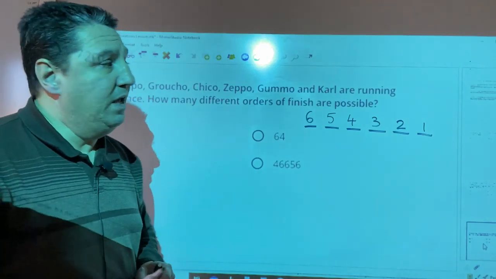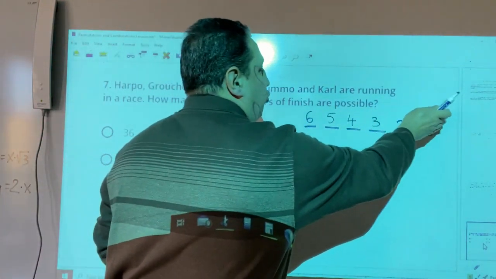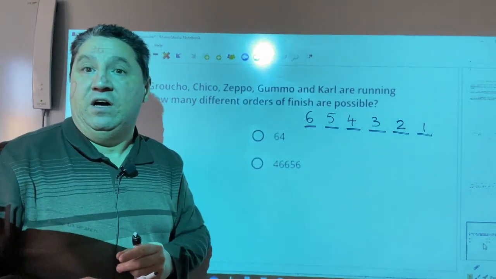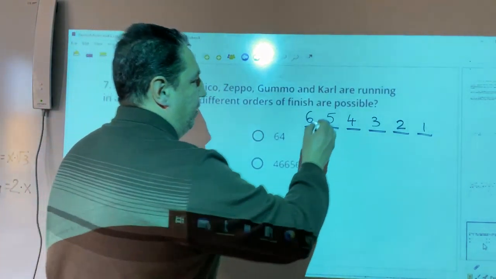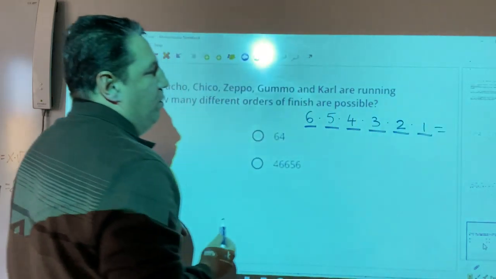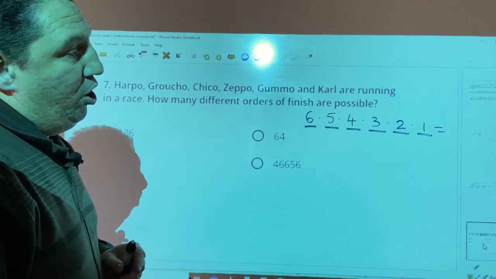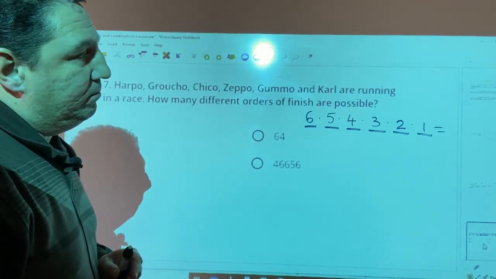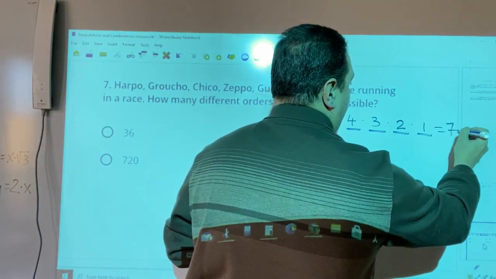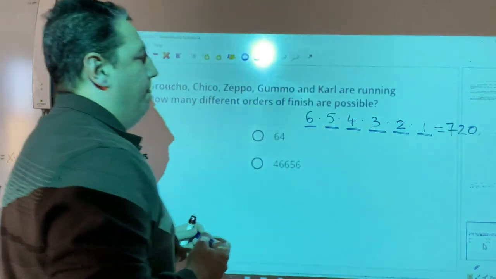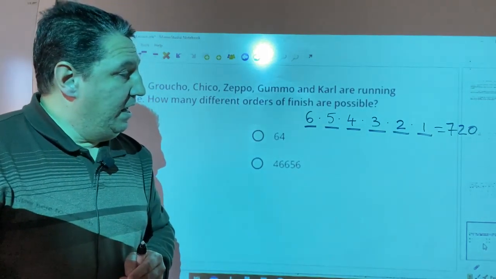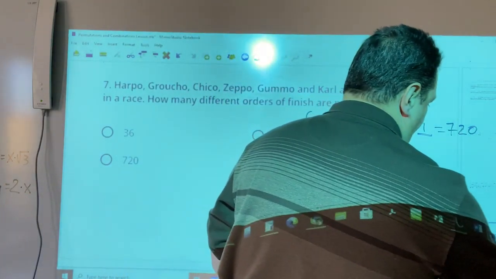guy, right? What are we supposed to do with these numbers? We have to multiply according to the fundamental counting principle, right? So if we multiply these numbers, we'll get 720 ways. Yes?